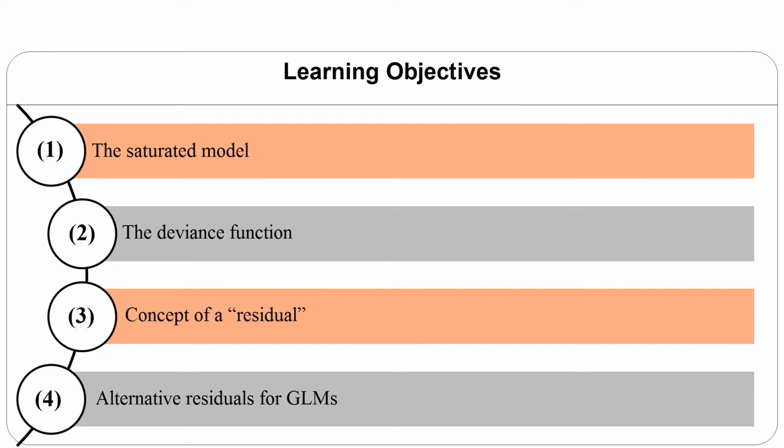Our first learning objective for this module is to define the saturated model. This is in some sense the best possible model which can be fitted to the data, and the goodness of fit of any fitted model will be judged as compared to the saturated model. Next, we shall define the concept of a deviance function by comparing my fitted model to the saturated model. We shall generalize the concept of a residual from the more familiar linear model setting to the generalized linear model setting. And finally, we shall define some alternative residuals for generalized linear models.